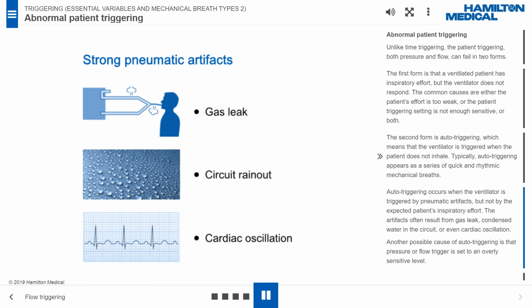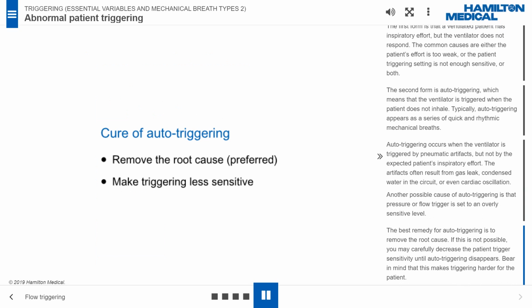Auto-triggering occurs when the ventilator is triggered by pneumatic artifacts, but not by the expected patient's inspiratory effort. The artifacts often result from gas leak, condensed water in the circuit, or even cardiac oscillation. Another possible cause of auto-triggering is that pressure or flow trigger is set to an overly sensitive level. The best remedy for auto-triggering is to remove the root cause. If this is not possible, you may carefully decrease the patient trigger sensitivity until auto-triggering disappears. Bear in mind that this makes triggering harder for the patient.